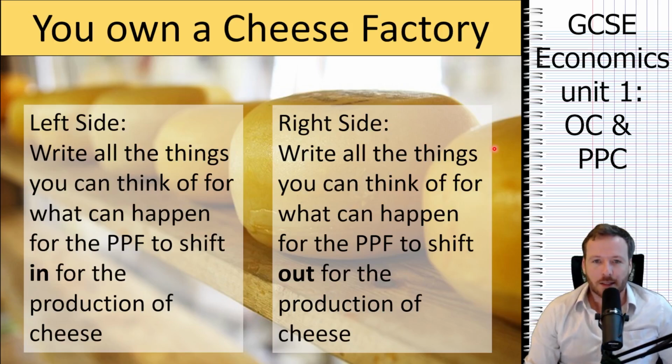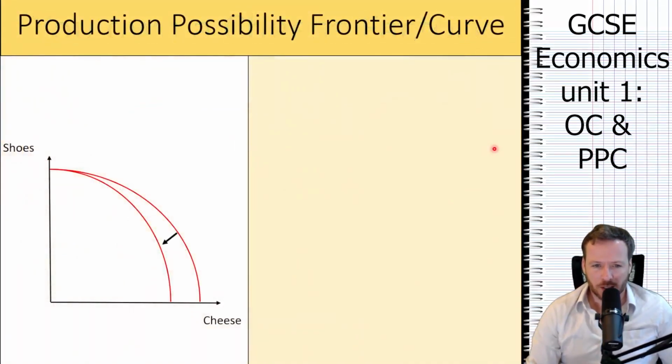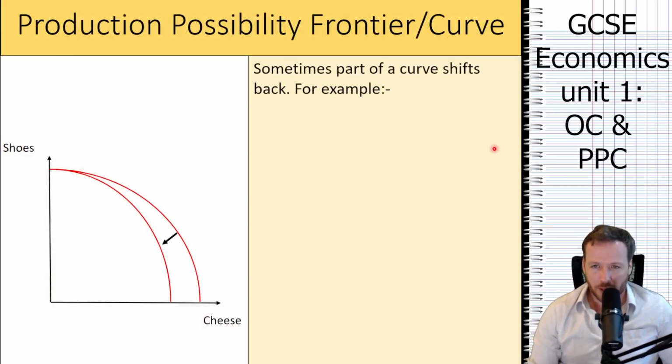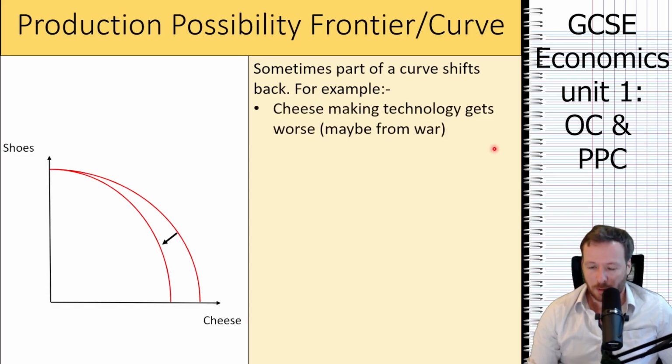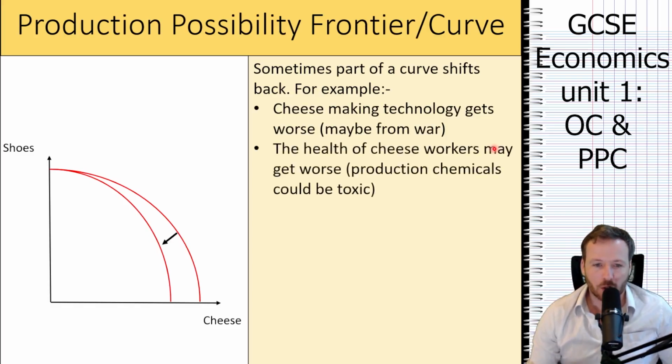So, next example then, a cheese factory. What can push it in and what can pull it out? Pause the video and have a go. Conclusively, we can see just part of the graph has moved for shoes and cheese. So what makes it go in? We might have war destroying cheese factories. We might have cheese workers getting sick.